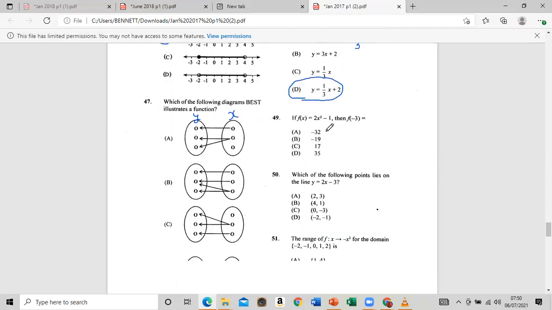All right. So -3. We have to square first, guys.